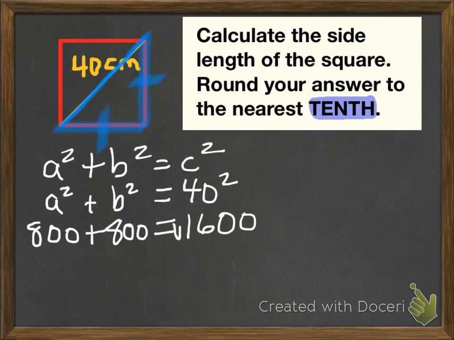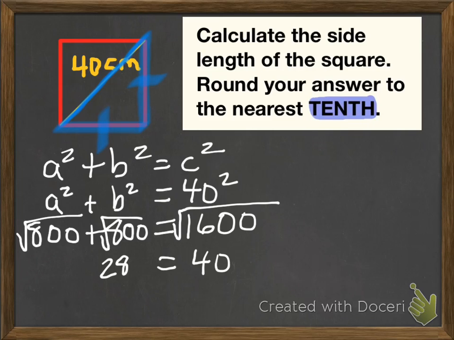So if I find the square root of this side, I get back to my original measurement of 40. If I find the square root of these two numbers, that should tell me the side length of my square. And the square root of 800, oh, just give me a second, I'm doing it in my head right now. 28.28, I believe. So I round that to the nearest tenth, and I get 28.3.